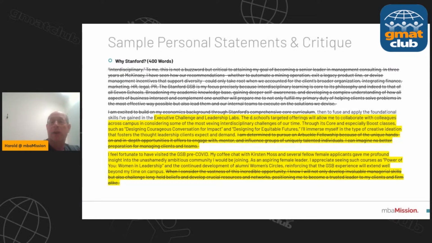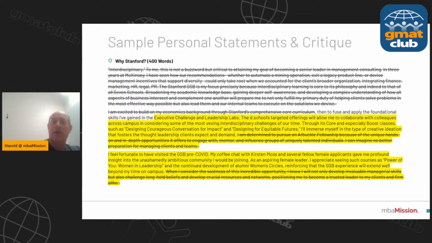The targeted offerings will allow me to collaborate with colleagues across campus and consider some of the most vexing interdisciplinary challenges of our time. The language is a little soft, but I like how you wrote about the D School. Through its core and especially boost classes, again, only Stanford has boost classes, such as designing courageous conversations for impact. That's a Stanford course. That is a unique Stanford course. And designing for equitable futures, again, a unique Stanford course.